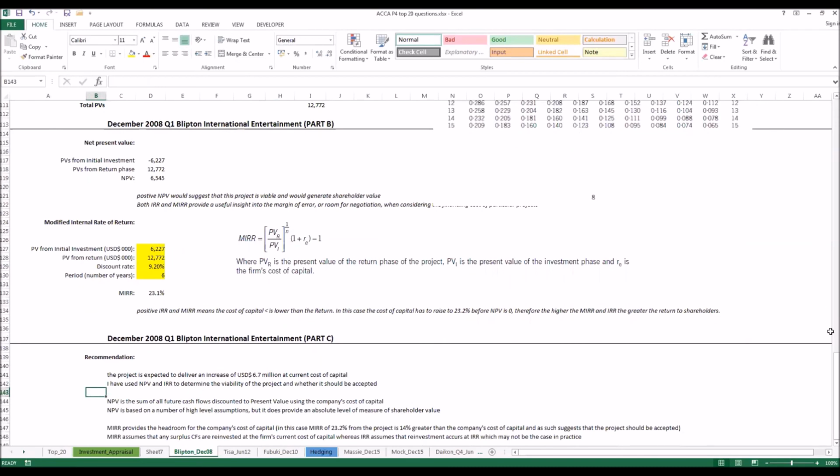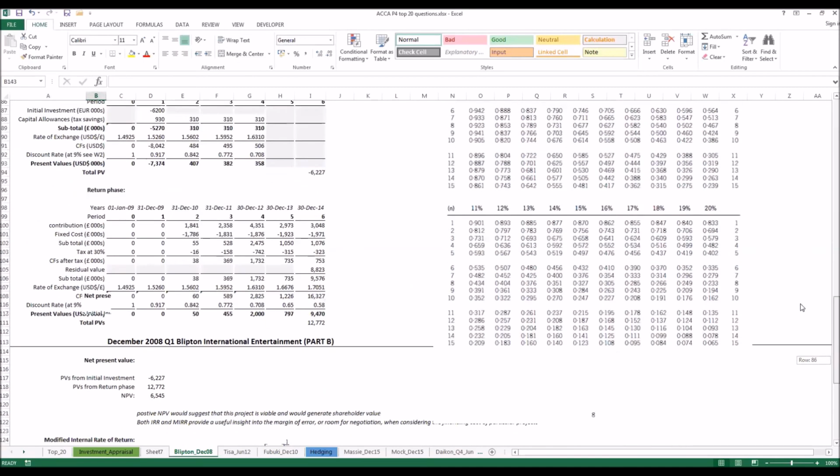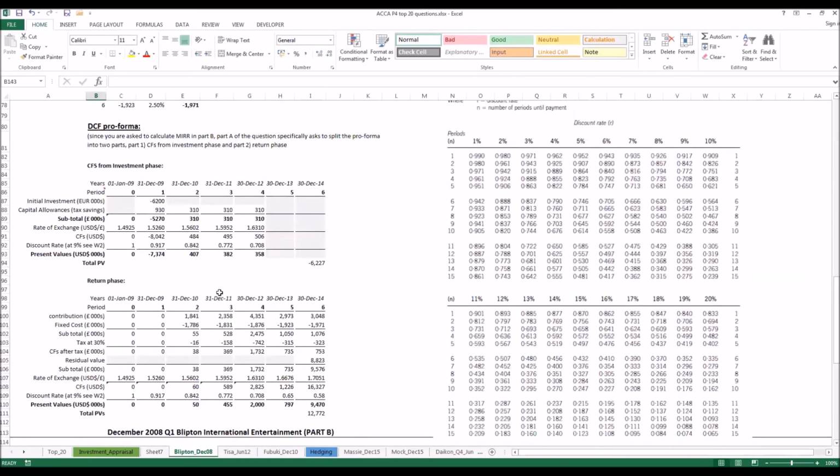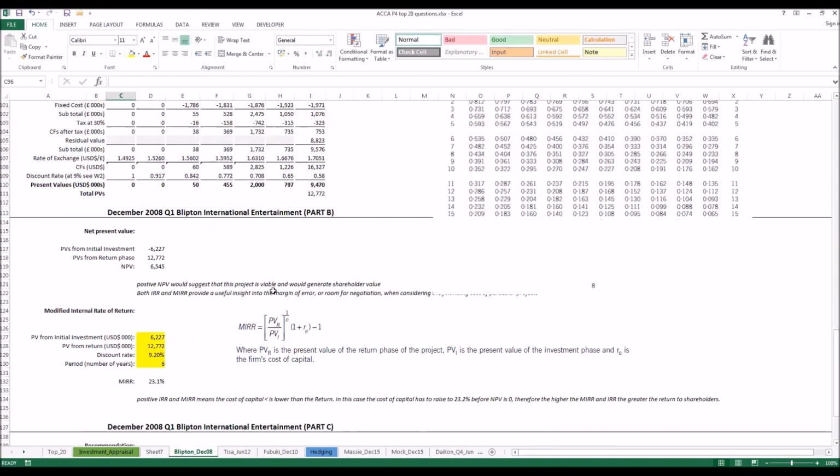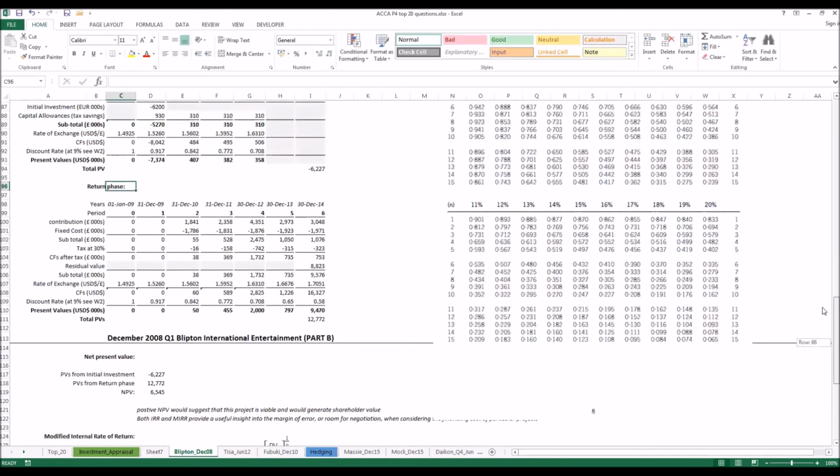So yeah, that's Blipton in summary. It's a bit of an interesting question, just because you have to have these exchange rates that have to be adjusted for the rate of inflation between the US and UK. And we also have to create separate pro formas for the investment phase and the return phase, because one of the measures of whether the project should be considered is this modified rate of return. So it's an interesting question how they managed to put everything in there.